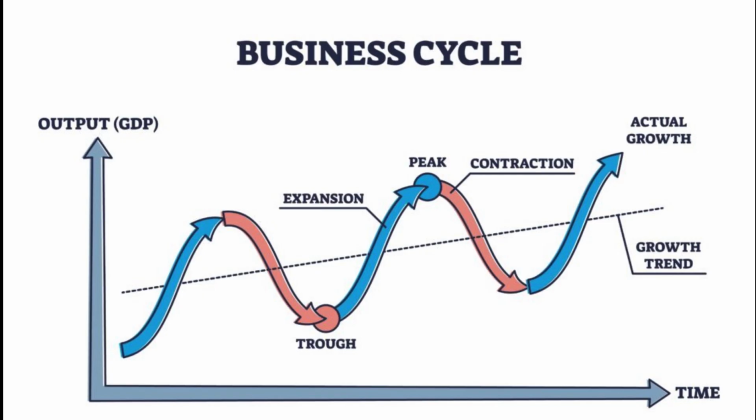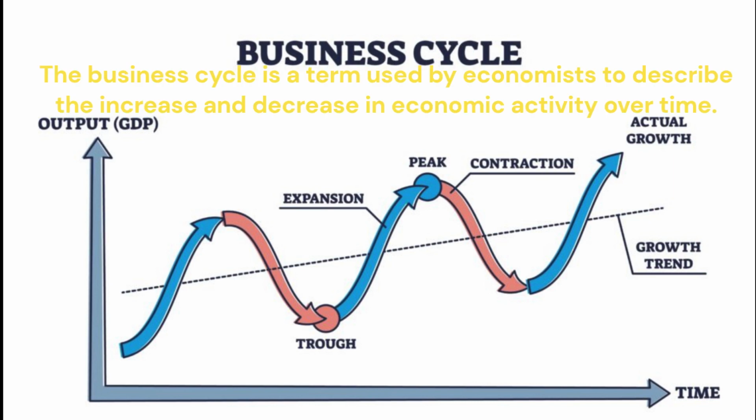The business cycle is a term used by economists to describe the increase and decrease in economic activity over time. The economy is all activities that produce, trade, and consume goods and services within the U.S., such as businesses, employees, and consumers. Thus, the measured amount of productivity is what the business cycle refers to.